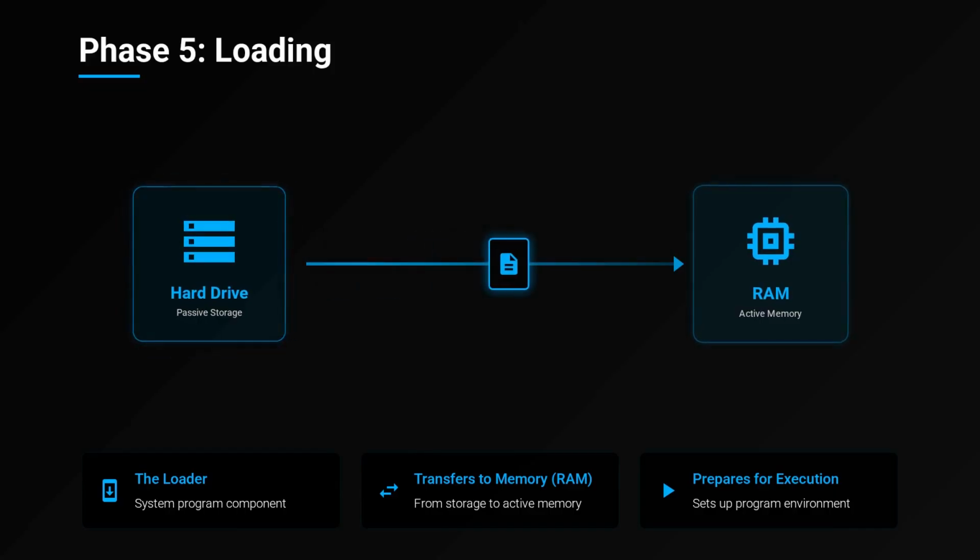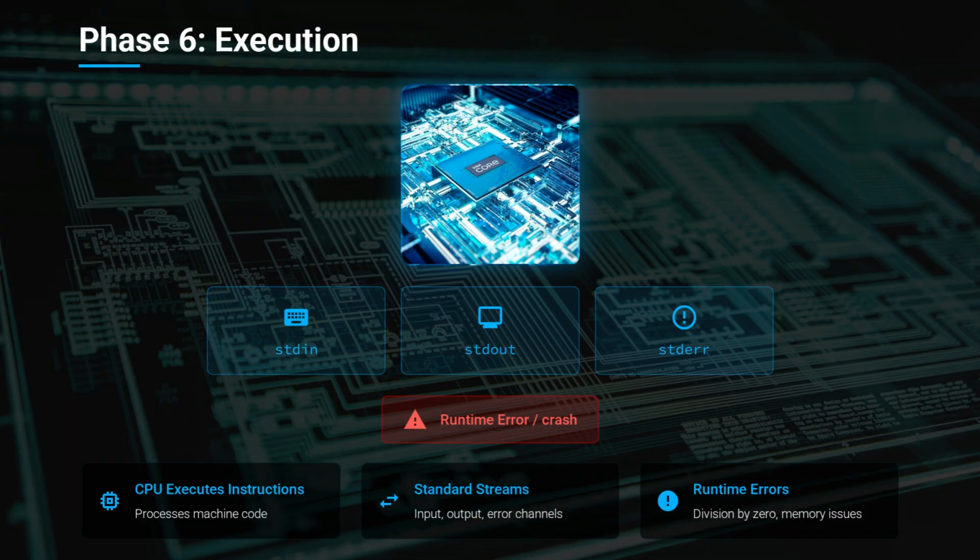Finally, we reach Phase 6, execution. The CPU executes the program instruction by instruction, and you interact with it through standard streams: stdin for input, your keyboard; stdout for output, your screen; and stderr for error messages. But be careful, this is where runtime errors like dividing by 0 can occur, crashing the program instantly.